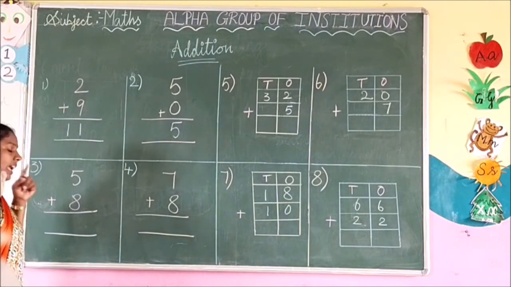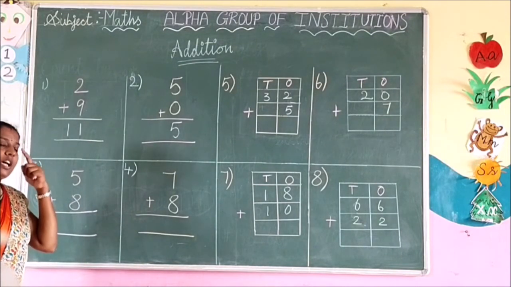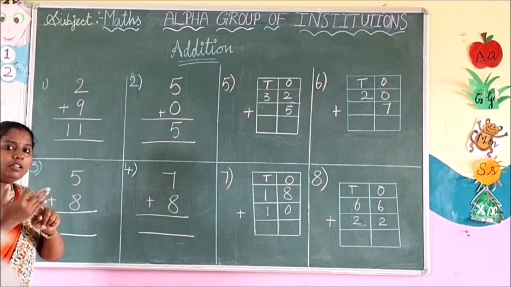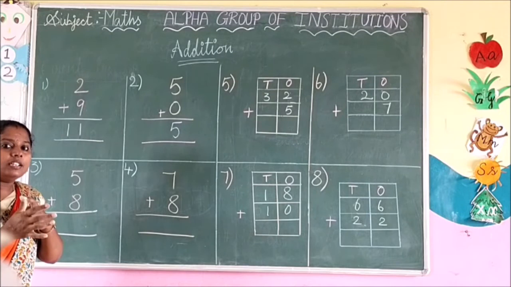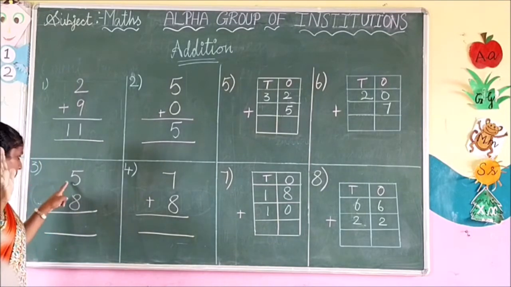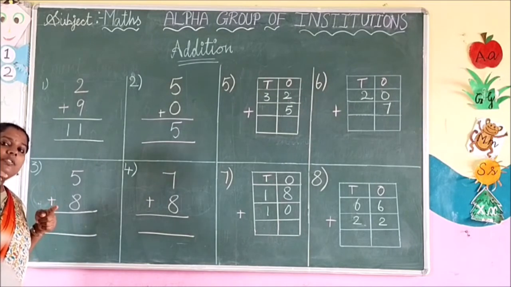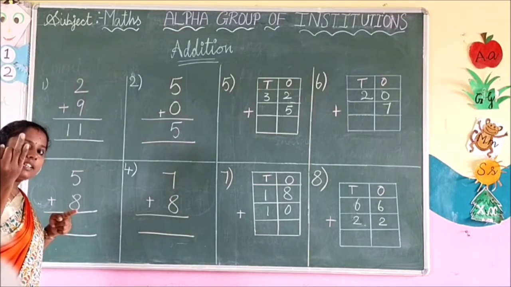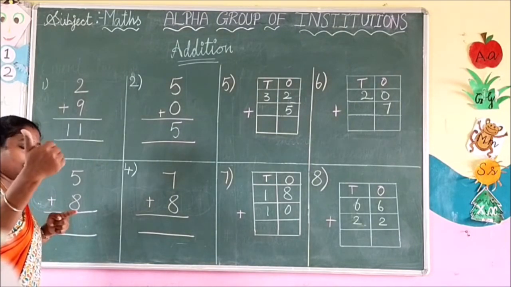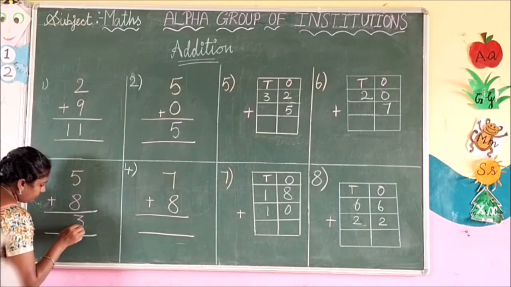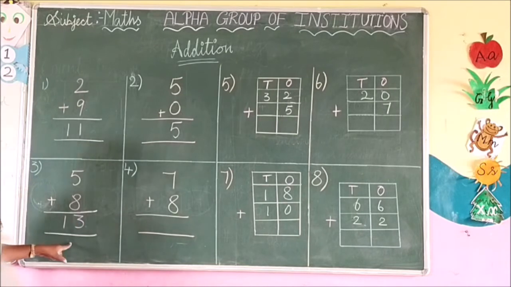So we are keeping 8 in the mind, 5 in the finger. After 8, 9, 10, 11, 12, 13. The answer is 13. Okay, shall we go to the next sum?